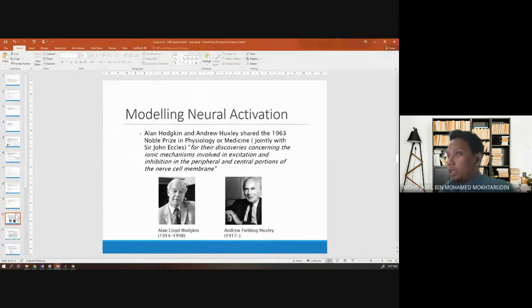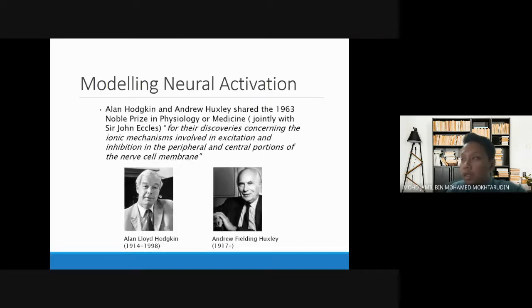So let's look at the third model of ODE, which is the modeling of neural activation. As I said yesterday, neuron is our urat saraf. Our urat saraf or neuron, for example when the brain wants our hand to move, it will send signals in the form of electrical signals. So our body has electricity, we actually have a superpower.